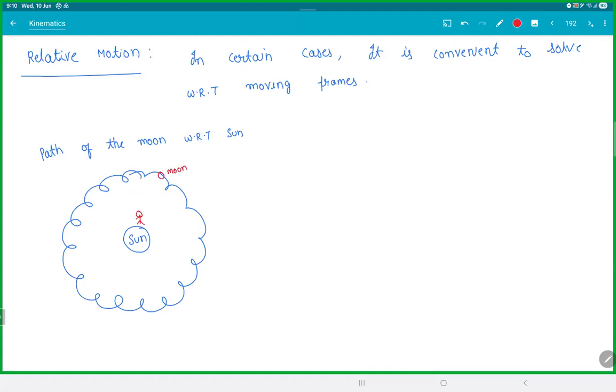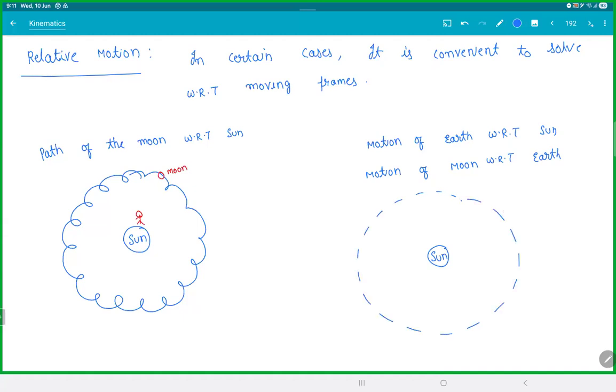But if I suggest this, forget about the moon. First, look at the sun. Look at the earth. Stand on the sun and look at the earth. So, motion of the earth with respect to the sun. Then stand on the earth and look at the moon. Now what you will notice: if you stand on the sun and look at the earth, it is almost a circle. So this is how the earth looks. And if you stand on the earth and look at the moon, that will be almost another circle.